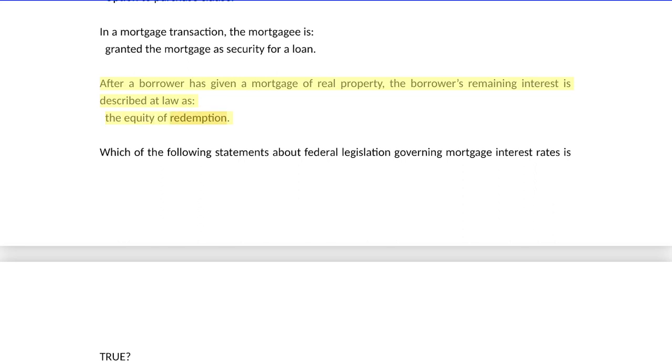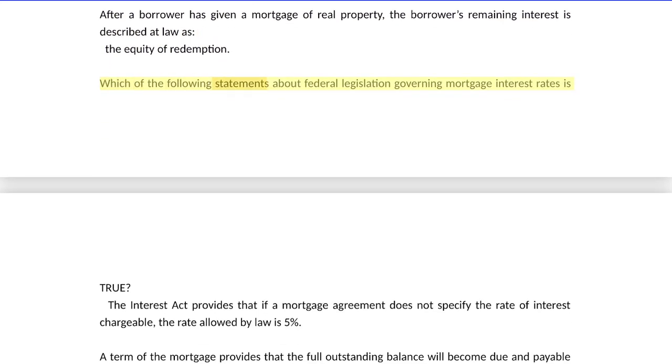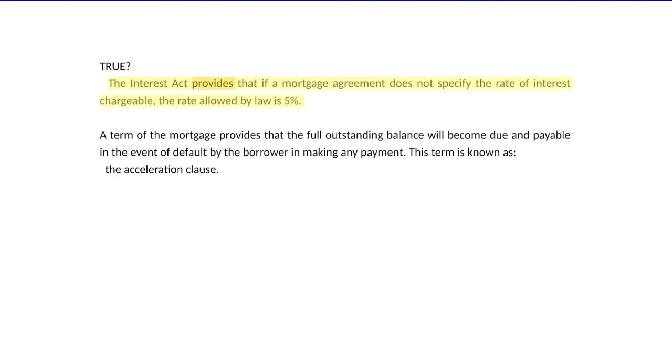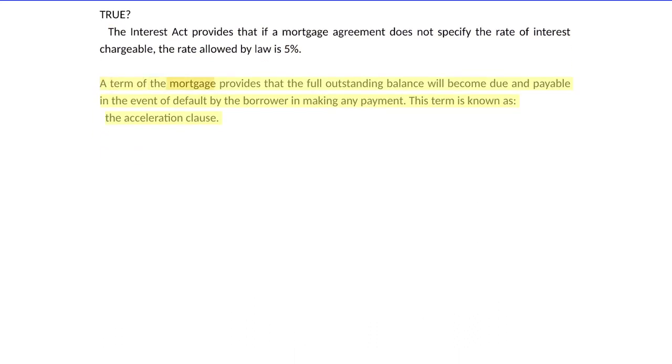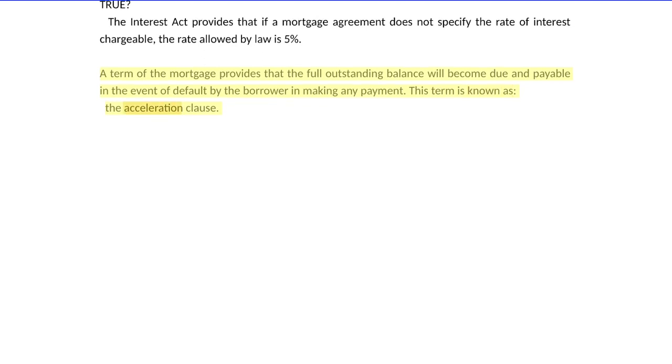After a borrower has given a mortgage of real property, the borrower's remaining interest is described at law as the equity of redemption. Which of the following statements about federal legislation governing mortgage interest rates is true? The Interest Act provides that if a mortgage agreement does not specify the rate of interest chargeable, the rate allowed by law is 5%. A term of the mortgage provides that the full outstanding balance will become due and payable in the event of default by the borrower in making any payment. This term is known as the acceleration clause.